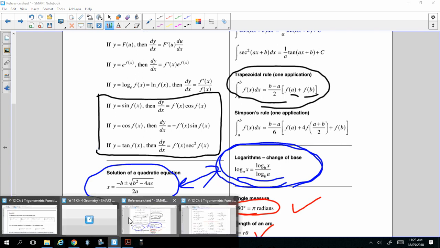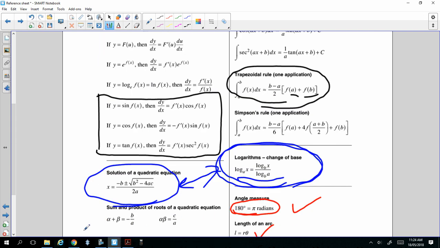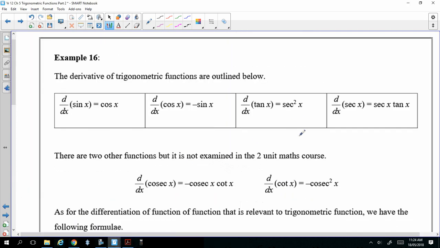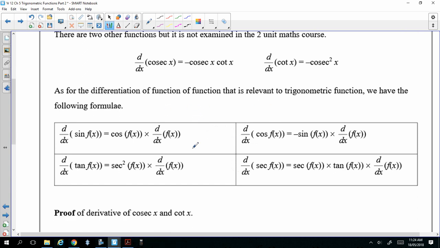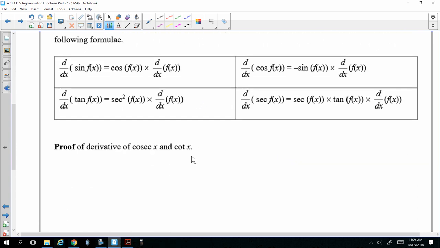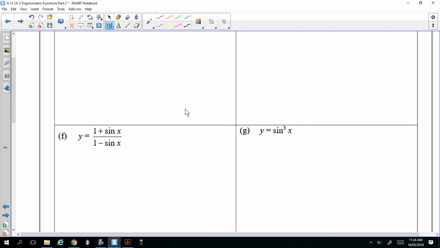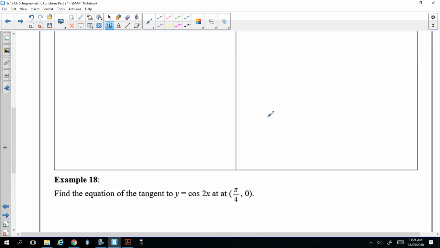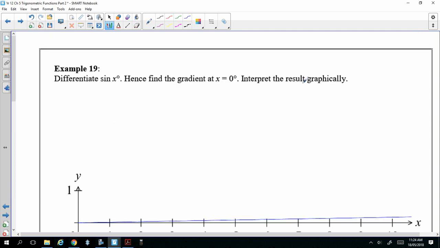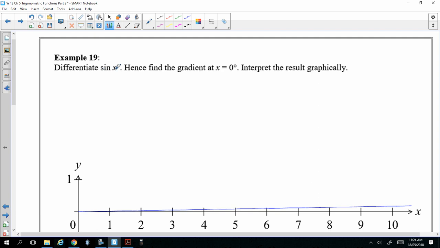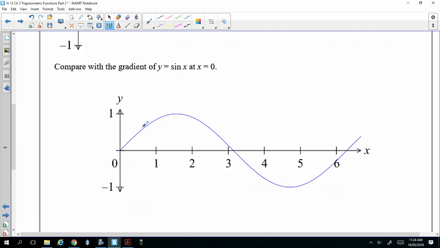Okay, and then we've got the differentiation of all 6 trigonometric functions. These are all summarized below. And then you did some questions on differentiation using the quotient rule, chain rule, product rule, and then finding the equation of a tangent. After this, we found out how to differentiate sine of x degrees and also differentiate sine x, and compare the two of these.